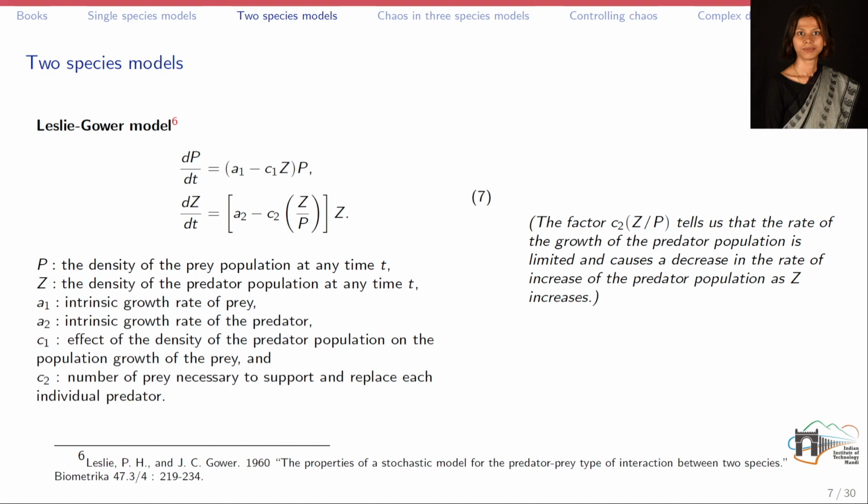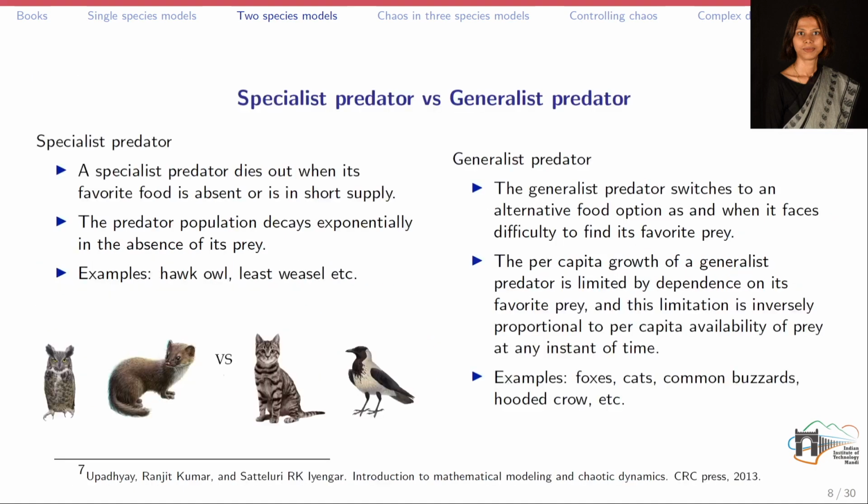Now let us move to three-species models. Most of the three-species mathematical models were based on the nature of the population under consideration. So before discussing the three-species model, let us first discuss the classification of the predators by ecologists. Ecologists have classified predators into two categories based on their food preferences: predators can be either specialist or generalist.